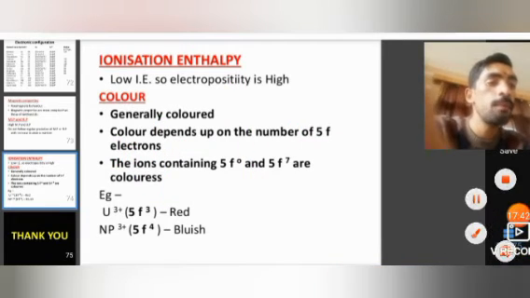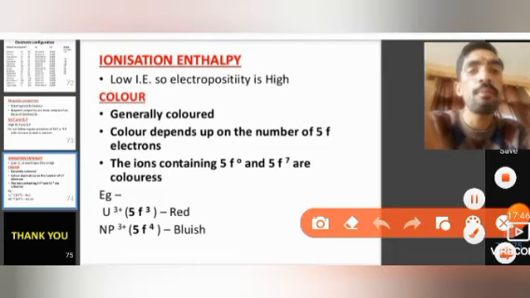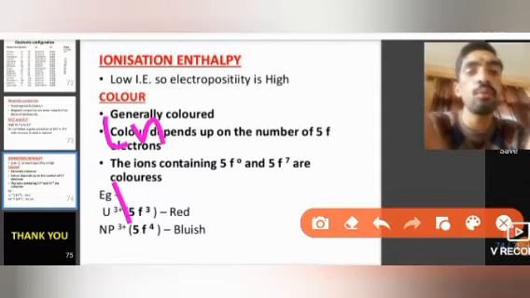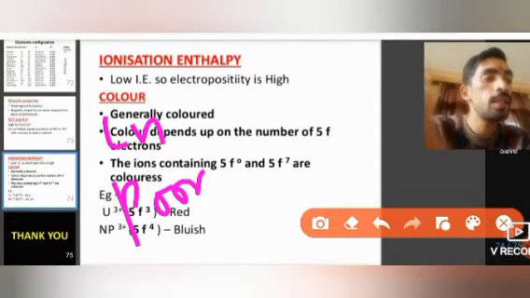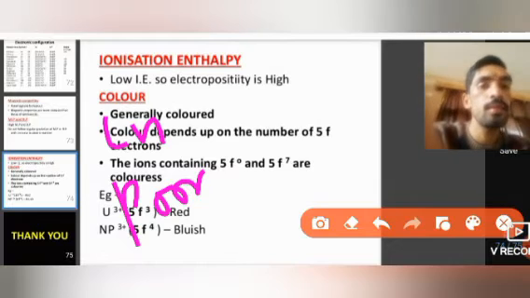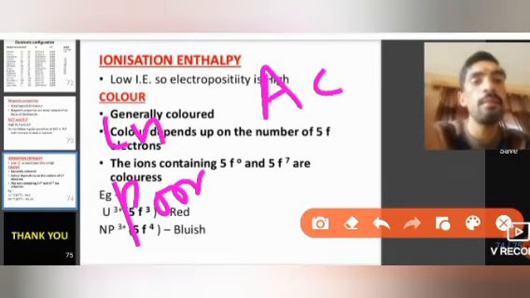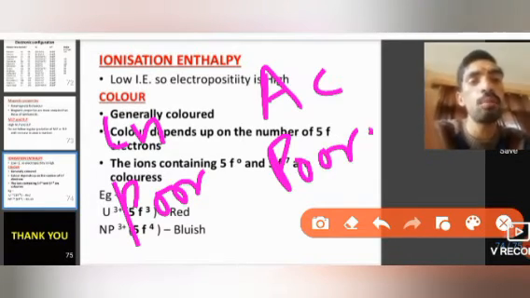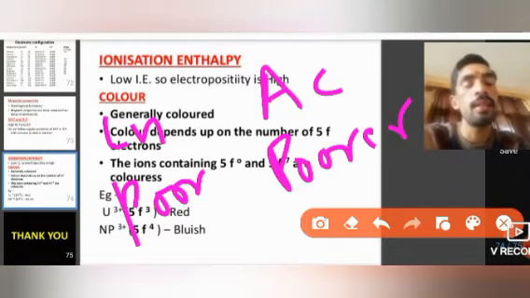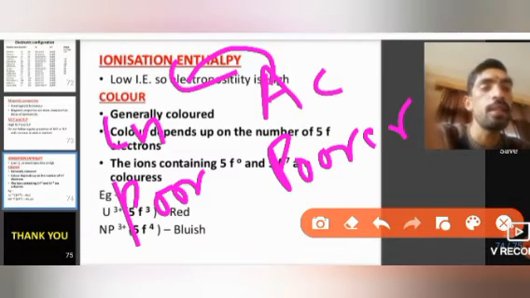Next is shielding effect. Lanthanides have poor shielding effect, whereas actinides have even poorer shielding effect. It is poorer than lanthanides.